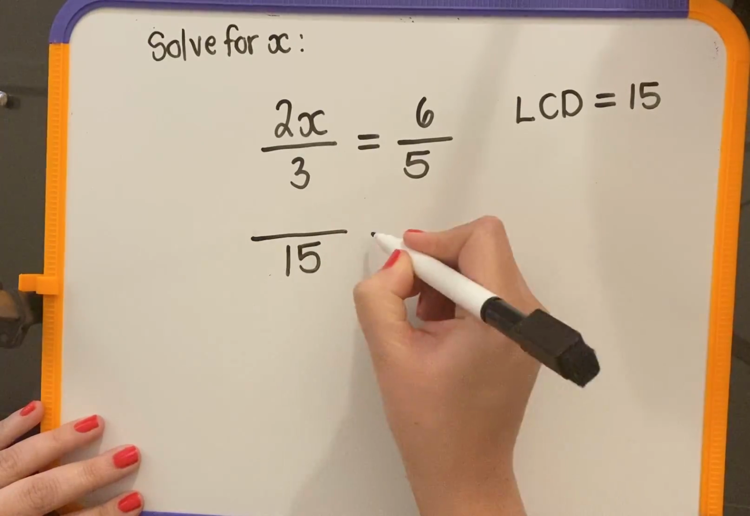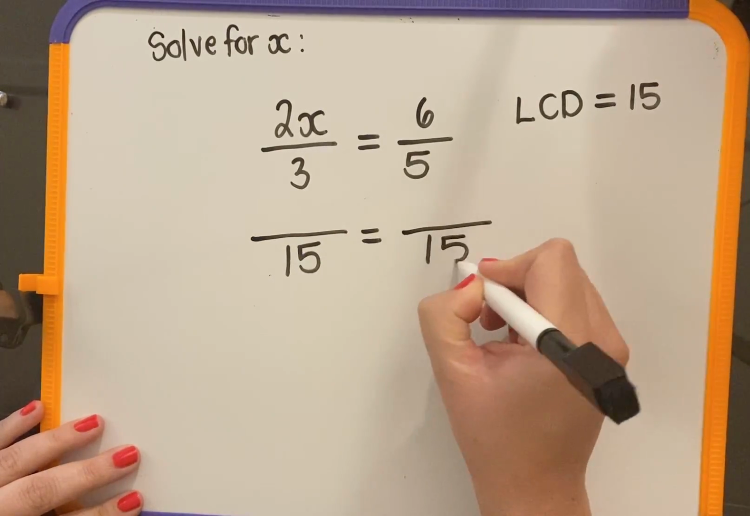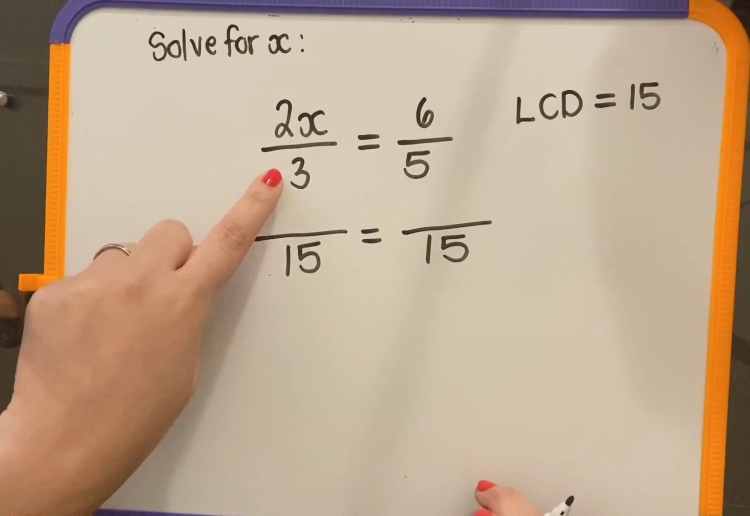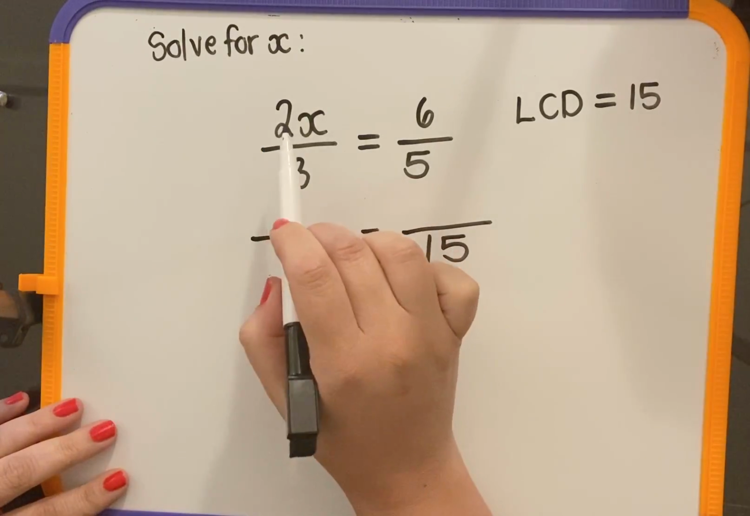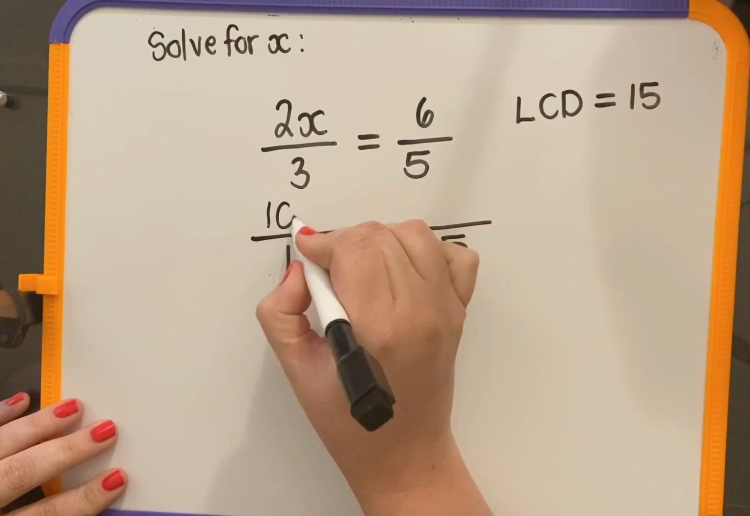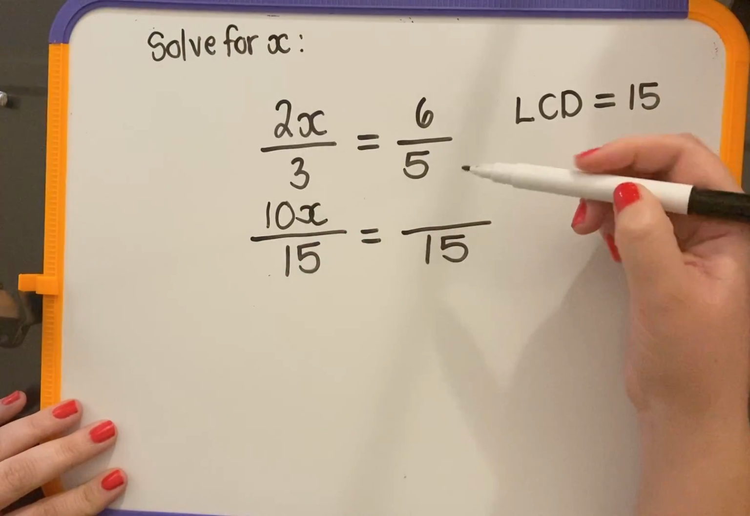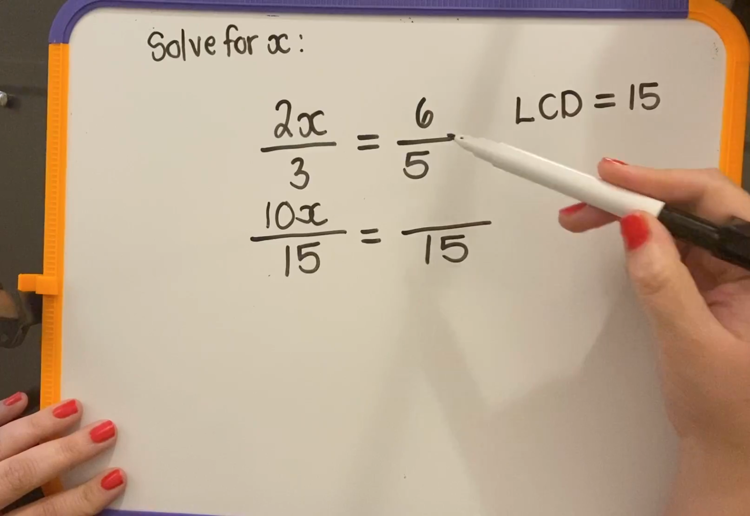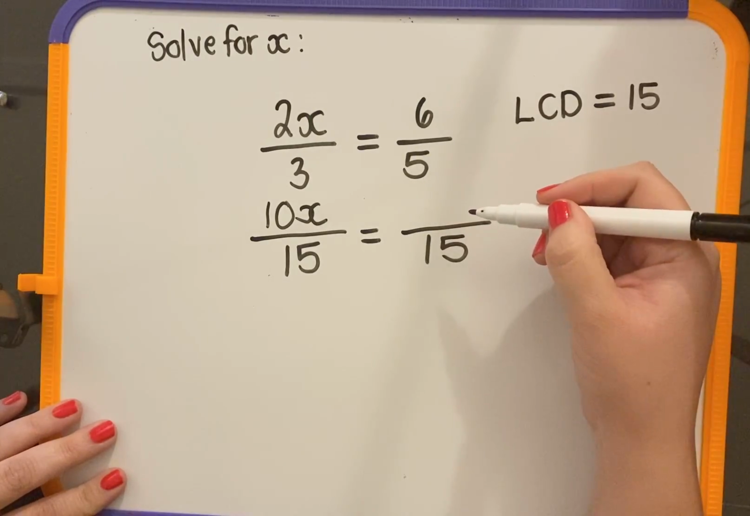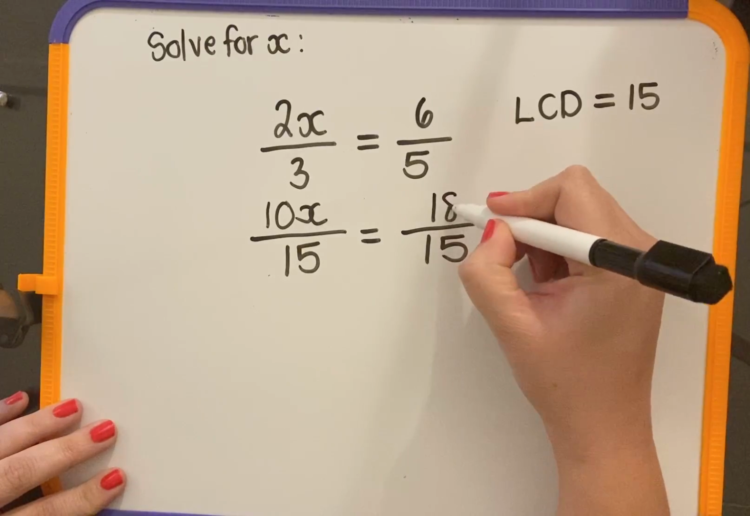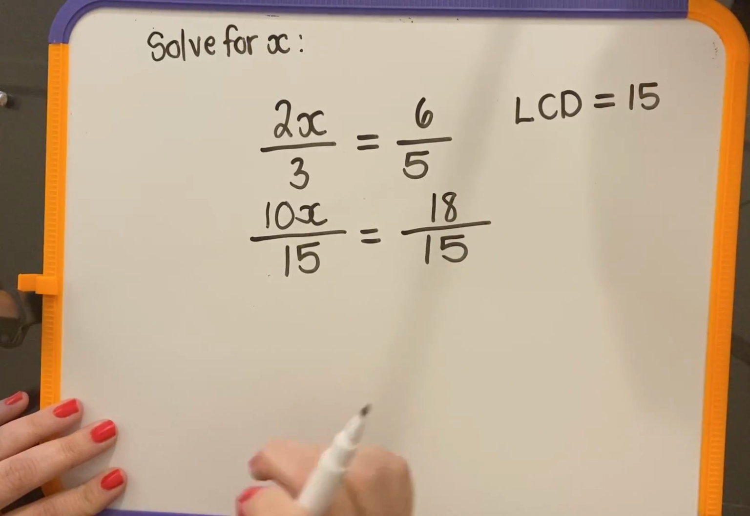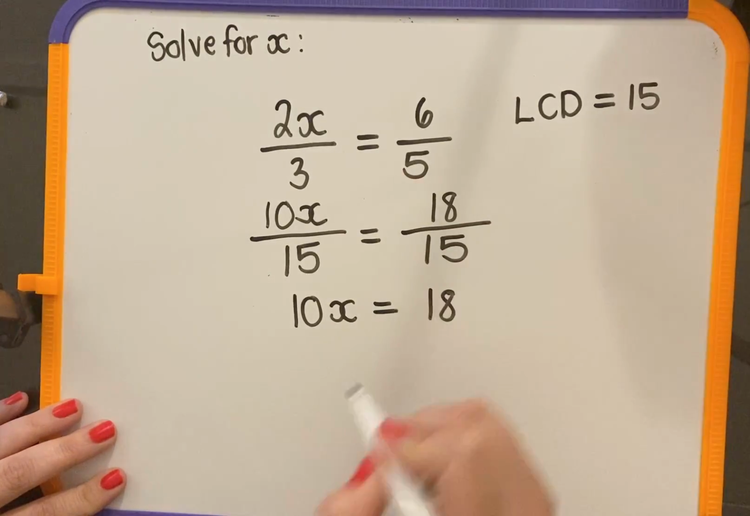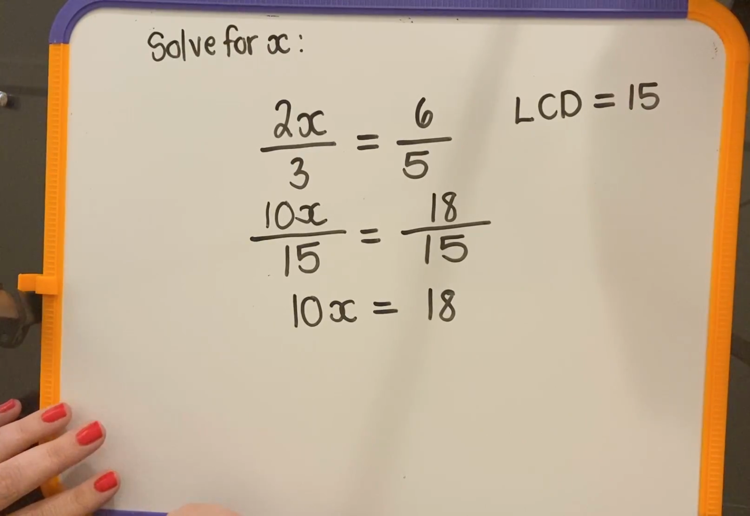So we're saying to ourselves, how do I get from 3 to 15? I multiply by 5. So what I do to the denominator, I have to do to the numerator. 5 times 2 is 10. So I have 10x. To get from 5 to 15, I multiply by 3. So what I do to the denominator, I have to do to the numerator. So 6 times 3 is 18. Now, because my denominators are exactly the same, we don't need to write them anymore. You can write them, but we prefer you not to. So I have 10x is equal to 18.